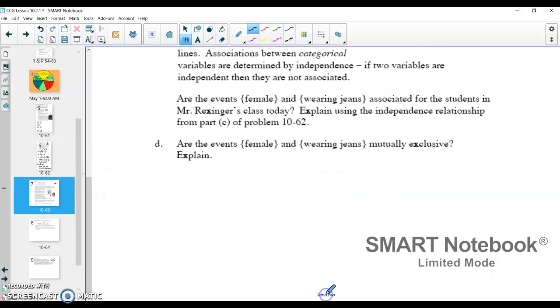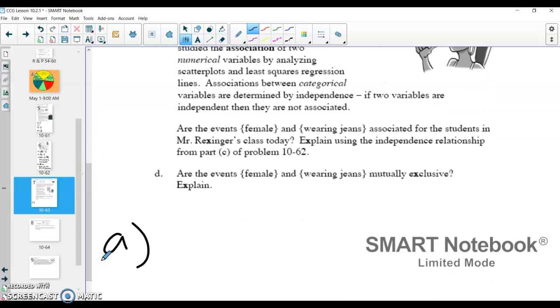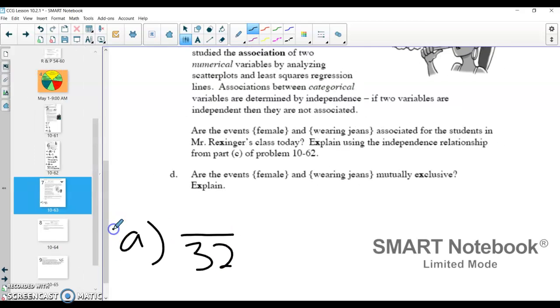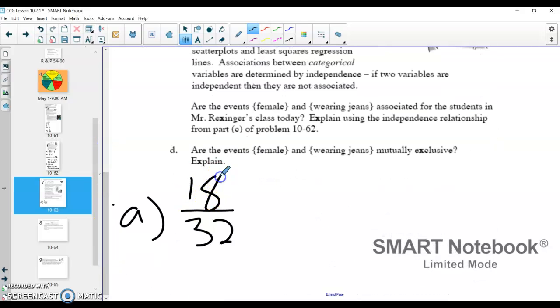And so if we go down, I'm going to just make my A down here. First, let's talk about how many students are really in this class. You have 7 plus 7 plus 5 plus 13, that whole sample space. So 7 plus 7 is 14. 14 plus 13 is 27. And then plus 5 would be 32. So there are 32 total students in class. 18 of those students are female. So this is the probability for female.